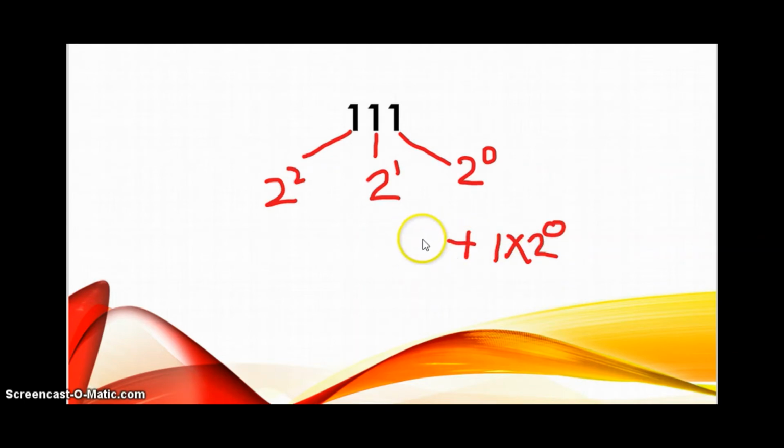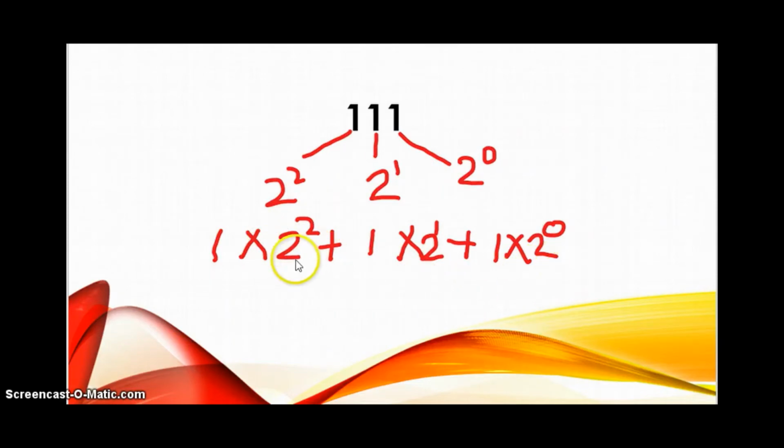Plus 2 raised to the power 1 into the digit, which here is 1, plus you have to write the place value, 2 raised to the power 2 into the digit, that is 1, and so on. You have to start from the left and go till the last digit towards your right.